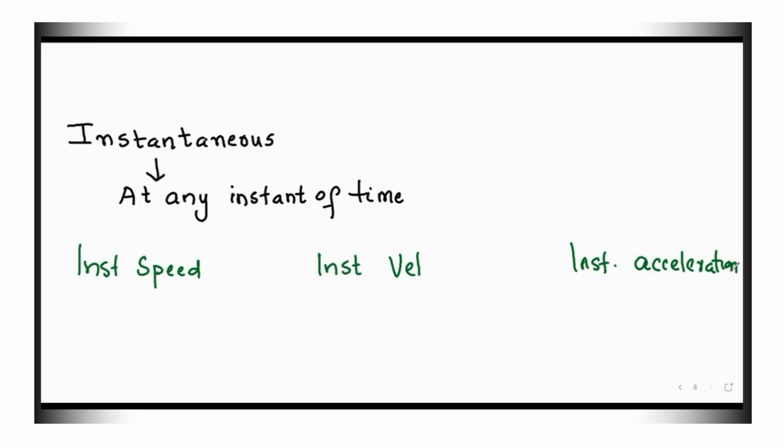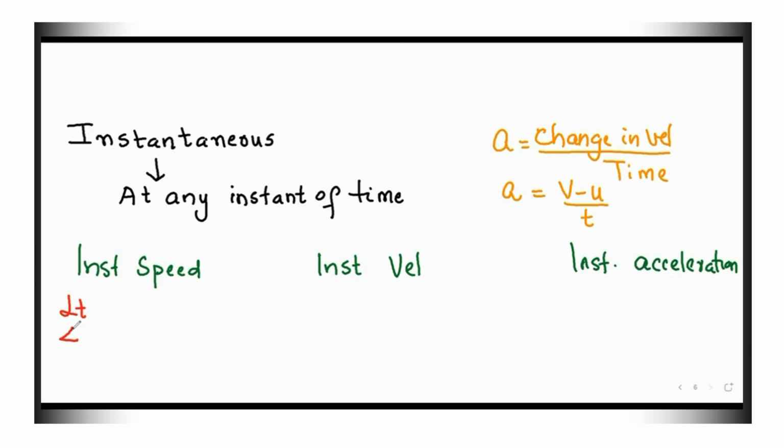So what is acceleration? It is the rate of change of velocity. So it is nothing but change in velocity divided by time. So the change in velocity is final minus initial divided by t. So for all the instantaneous values, we need to take the limit of delta t. Delta t means the time taken almost approaching zero.